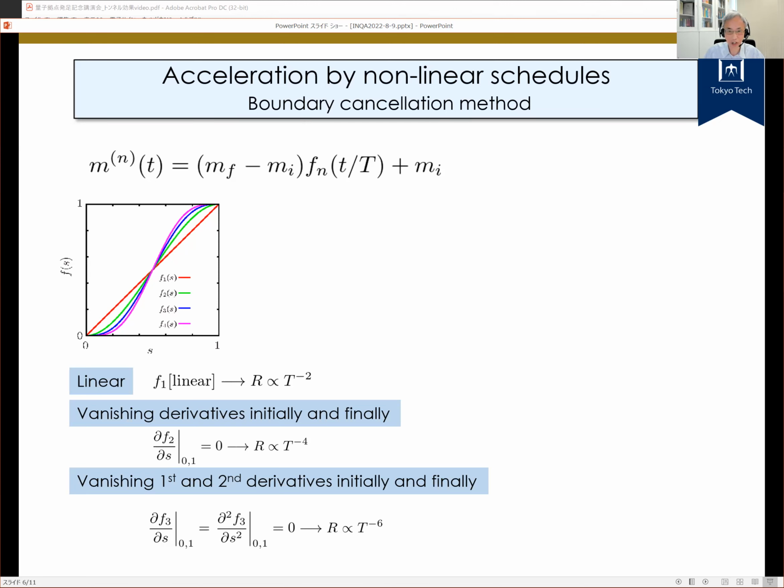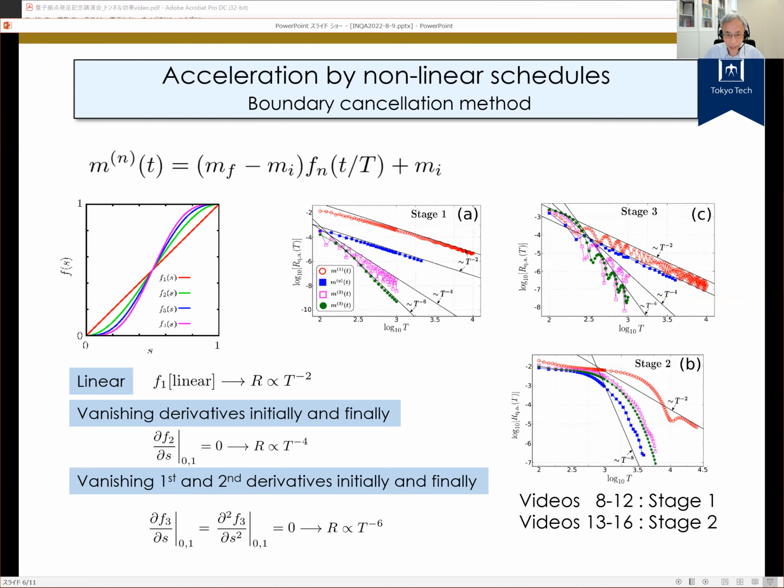And we tested this prediction numerically. We confirmed these predictions are correct in stages 1 and 3, but not in stage 2. So the rate of decrease is much quicker than predicted in stage 2, probably because the annealing time is still short for this theory to apply. And we can see once again what happens in the probability current by adopting those nonlinear schedules.